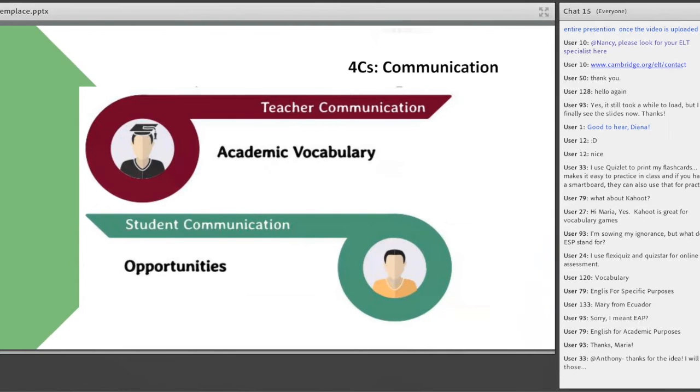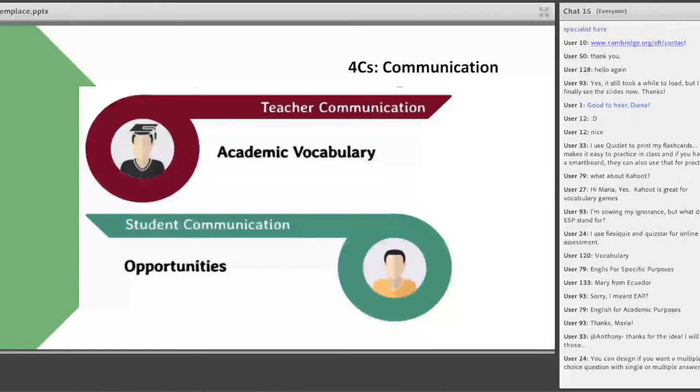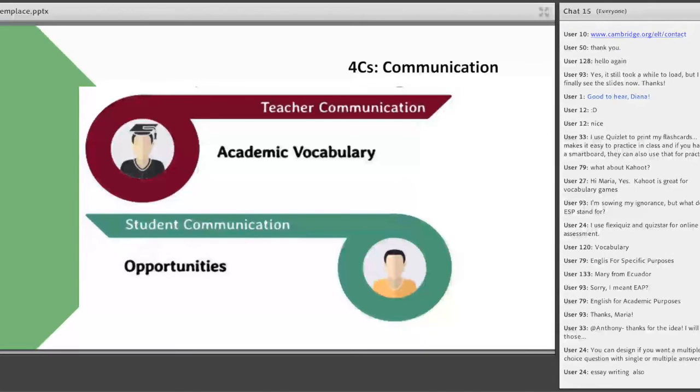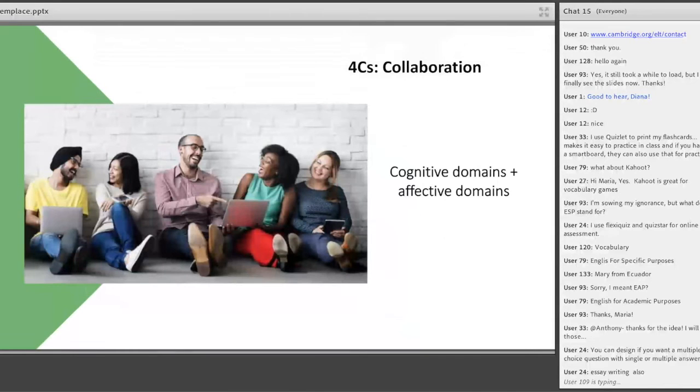So communication, it's about building teacher communication through making sure that we're well aware of the academic vocabulary we're bringing into the class, but not just that we're aware of it, but we're creating opportunities for students to produce that independently, not just introduce and reinforce vocabulary, but creating opportunities for independent production. With student communication, it's very important that we also create opportunities for students to communicate with one another, to set up scenarios that they will encounter in their EAP classes.